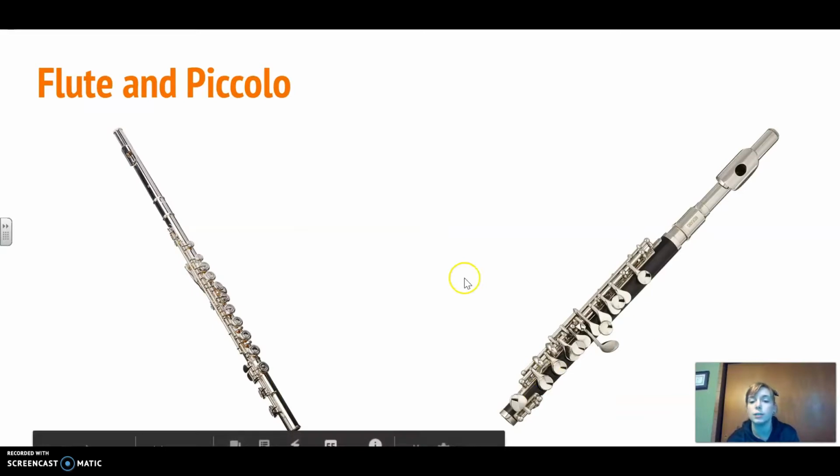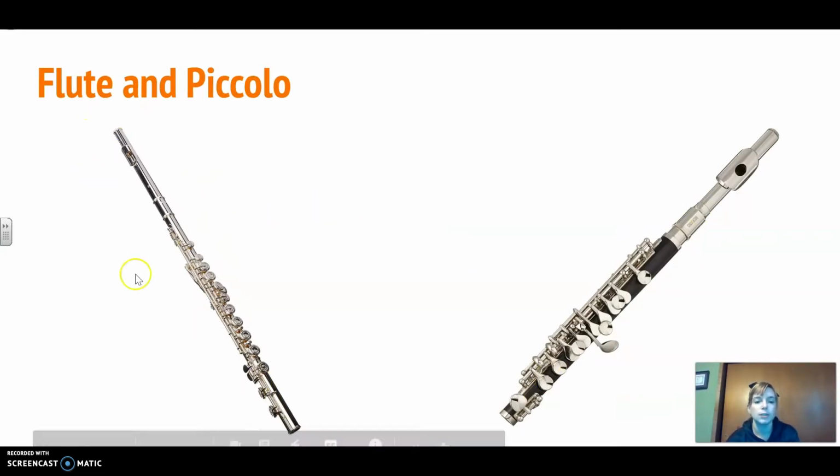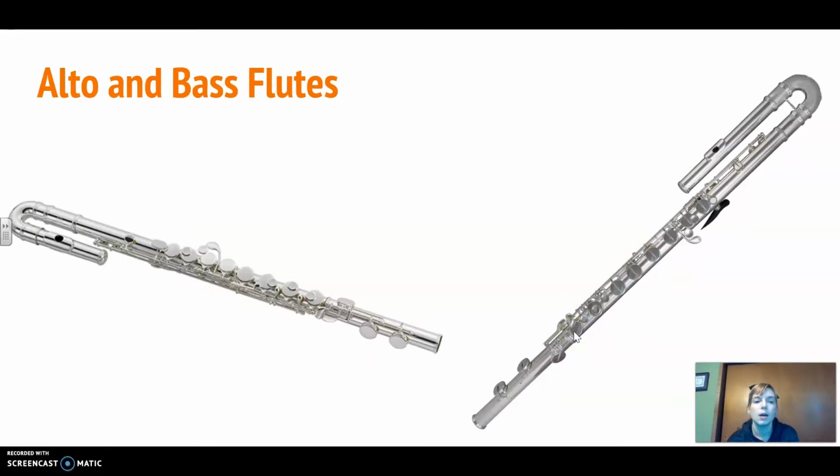So these are your standard instruments. These are not to scale. A flute looks like this, and a piccolo looks like this. Often it has this black body and silver keys. An alto and a bass flute. So an alto flute, the neck curves. And then the bass flute curves even more, so it's even bigger. So it comes around. You have to hold it kind of out like this.